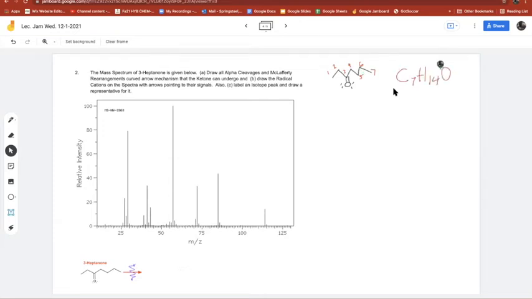C7H14O. I did the H's quick because it's 1 degree of unsaturation, and that means it's got double the number of hydrogens as carbons. So there we go. Now let's do the mass of this. So the carbons, it's 7 times 12, 84. Hydrogens, it's 14 times 1. Oxygens, we got 1 times 16. 84 plus 14 plus 16, 114 mass to charge units.